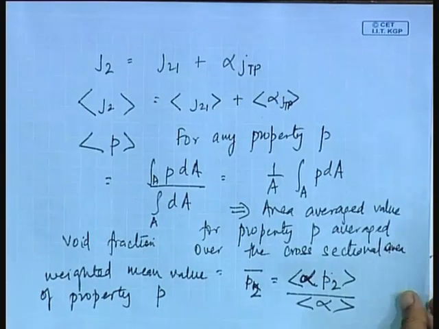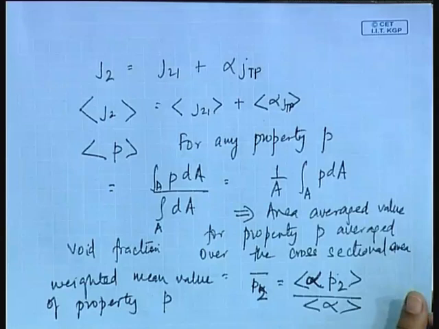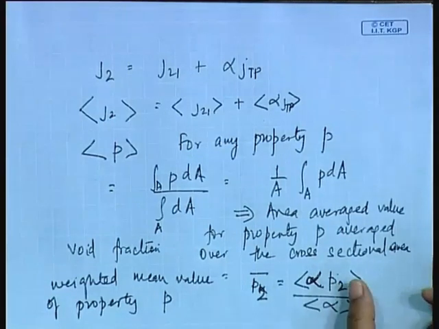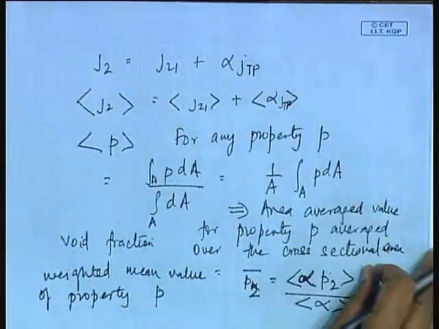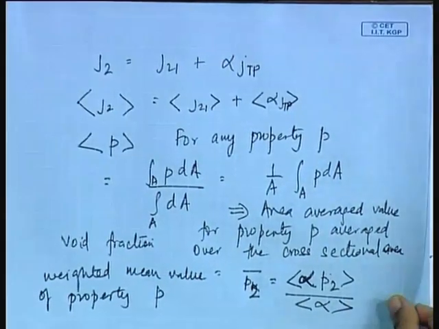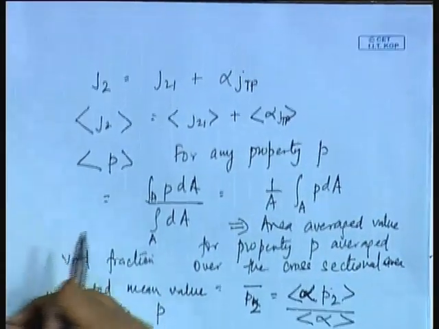Agreed? So, accordingly, if this is true, then the different mixture properties which we get should be averaged over the entire cross sectional area. So, just like I have written it down for J2, similarly for rho Tp also I can get the expression.